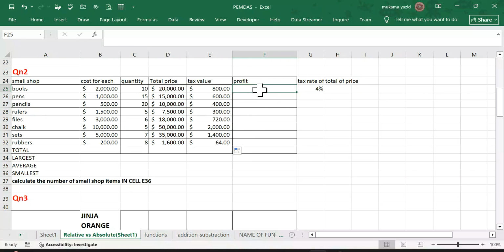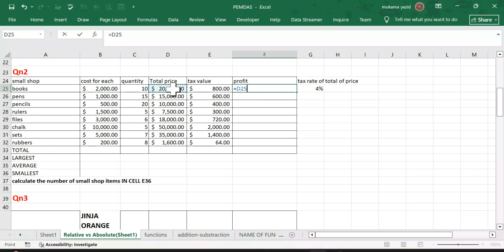Then profit is very easy. This is tax. Obviously, we deduct tax from the total price, so what remains is our profit. So if you have an amount of 20,000 and they charge a tax of something like this, you subtract this from the other one to get the remaining. The remaining is your profit.